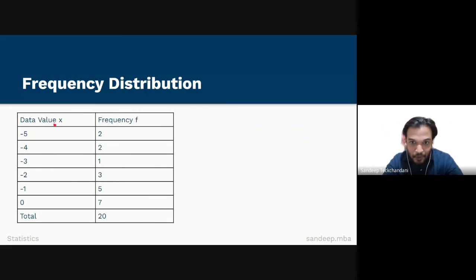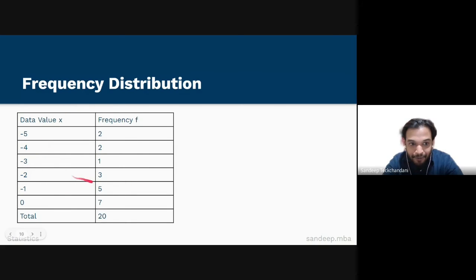The data value is x and the frequency is denoted by f. The data value -5 has appeared twice in the list, therefore its frequency is 2. Similarly, the data value -4 has also occurred twice in the list, therefore its frequency is 2. The same logic applies to all the other data values.